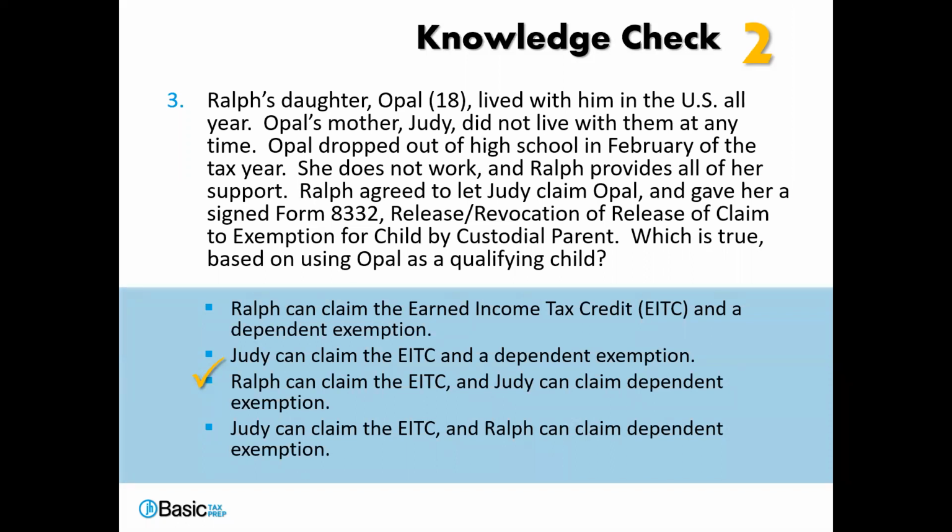Okay, I'm going to interject here. Yes. Opal's 18. As of 2018, my recollection is you can only get EITC for somebody 17 and younger. And 2, she dropped out of school halfway through the year. No.